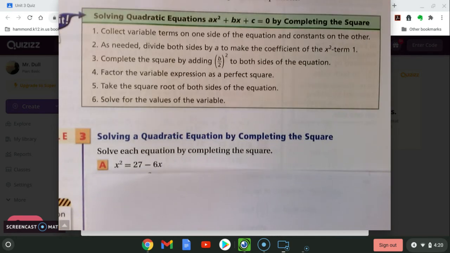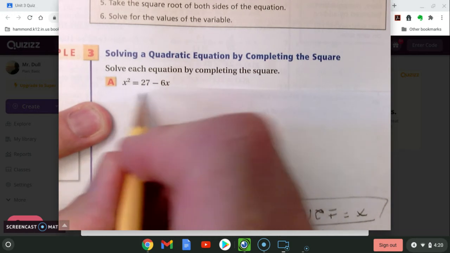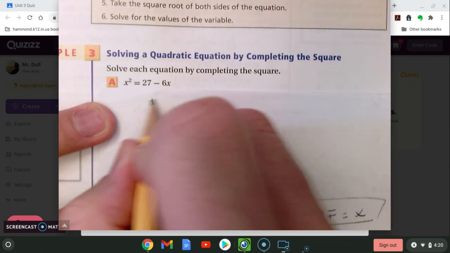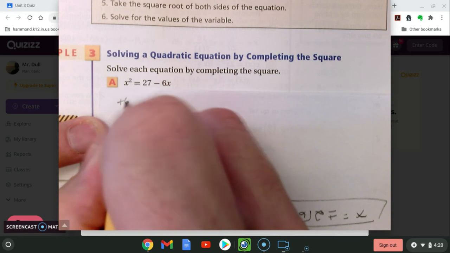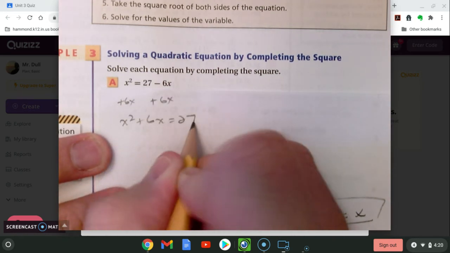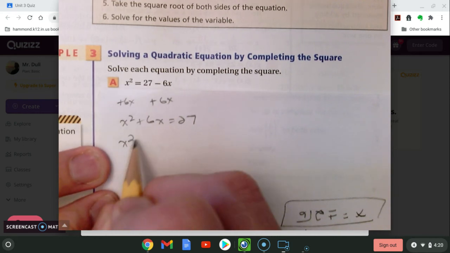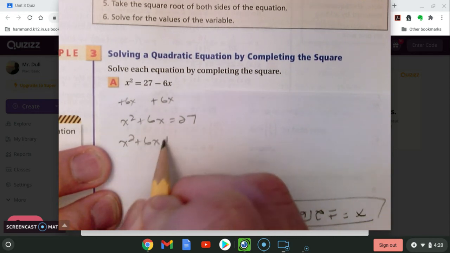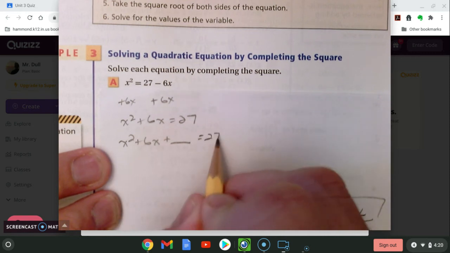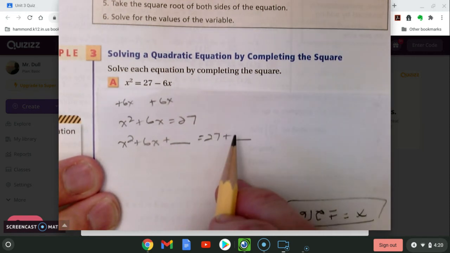Here's an example. So x squared equals 27 minus 6x. I want the 27 by itself, so let's add 6x on both sides. Awesome. So now I need to add something to this side, the left-hand side, to make this a perfect square trinomial. And I'm going to add the same thing to the right-hand side. Remember, anything I do on the left, I have to do on the right.